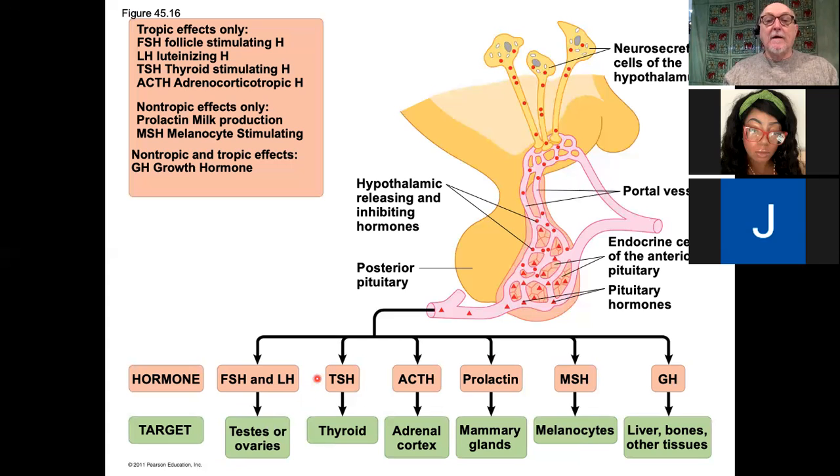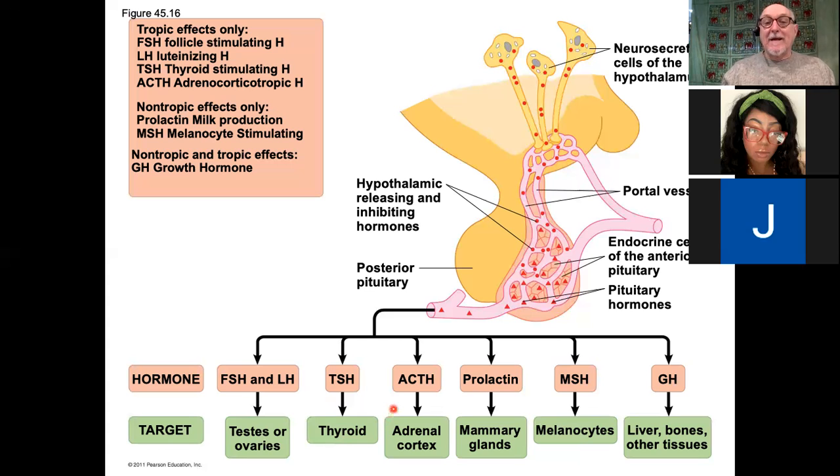Okay, so the next one is thyroid stimulating hormone. Thyroid stimulating hormone we'll discuss in a little bit more detail in a minute. But obviously, thyroid stimulating hormone acts on the thyroid and causes the release of another hormone called thyroxine, and thyroxine causes the metabolism to increase.